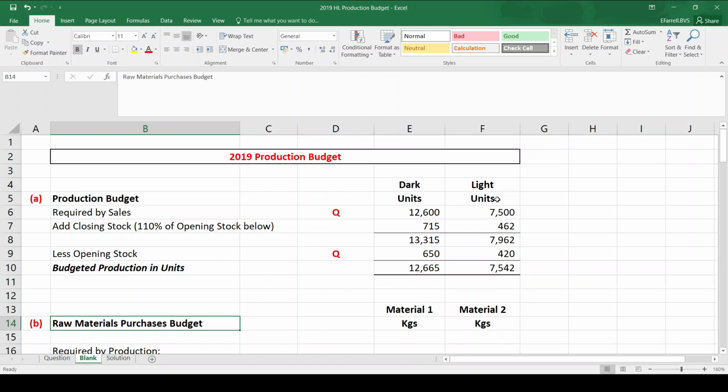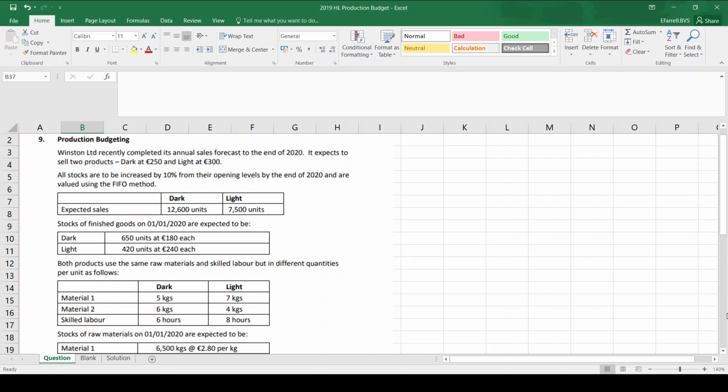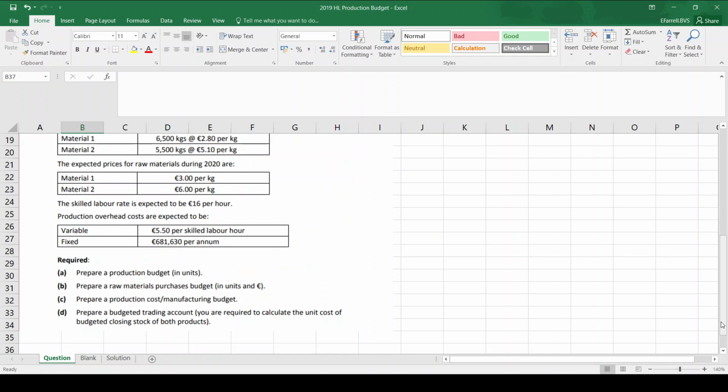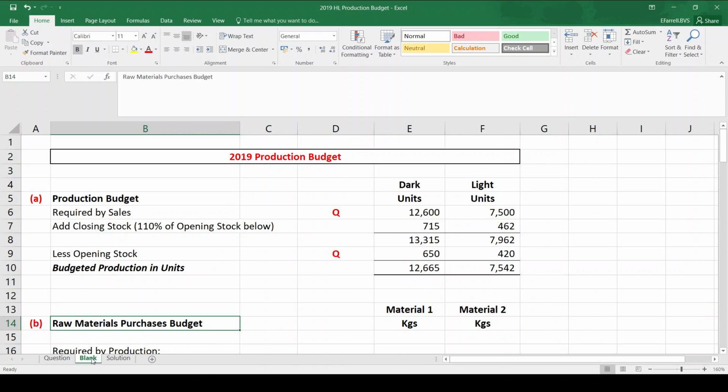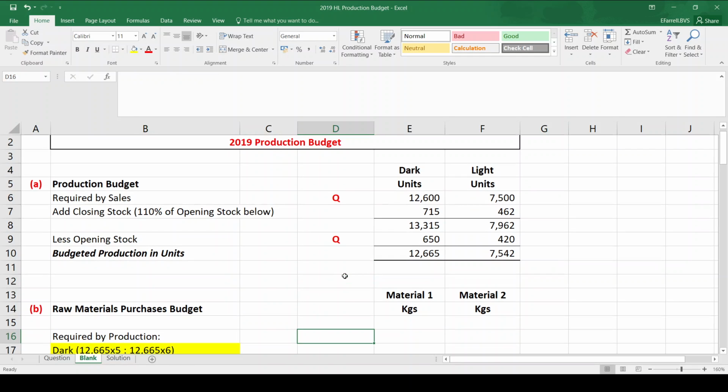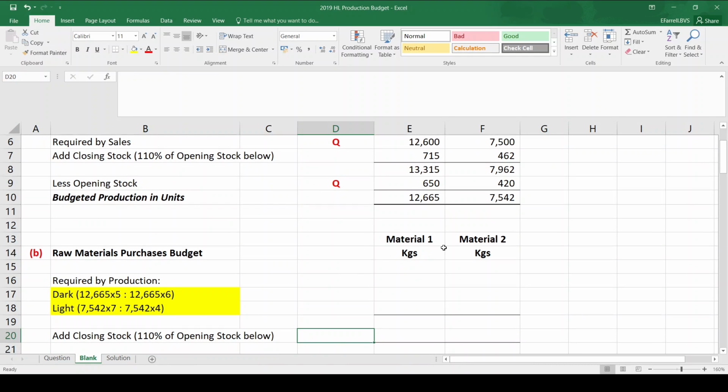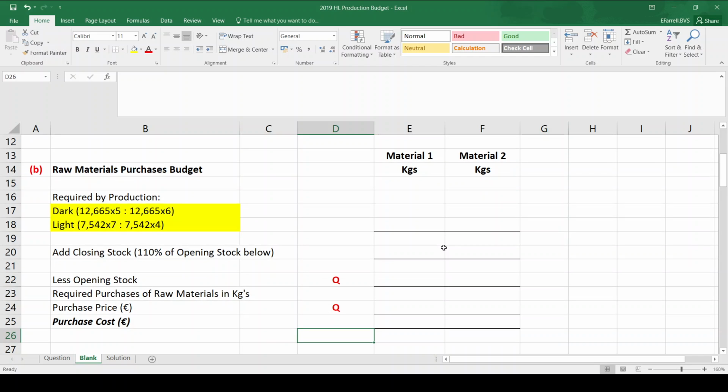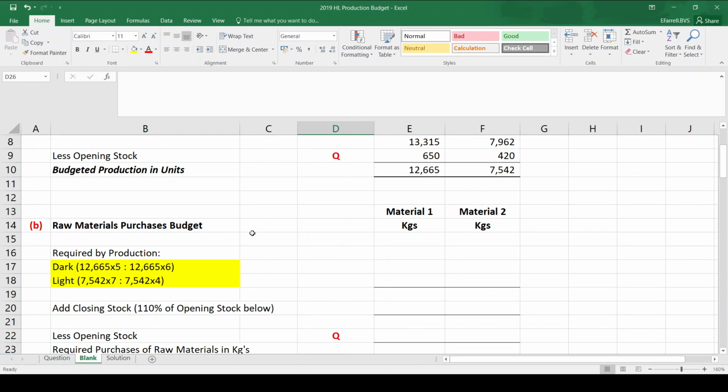And there we're talking about units of dark and units of light. Part B in the question asks us to prepare a raw materials purchases budget in units, in kgs, and also in euros. So to do this, now we're going to talk about our two materials because this is a materials purchases budget. So we have material 1 and material 2. So required by production, how much do we need for dark and light of material 1 and material 2? So we're going to start off with dark.